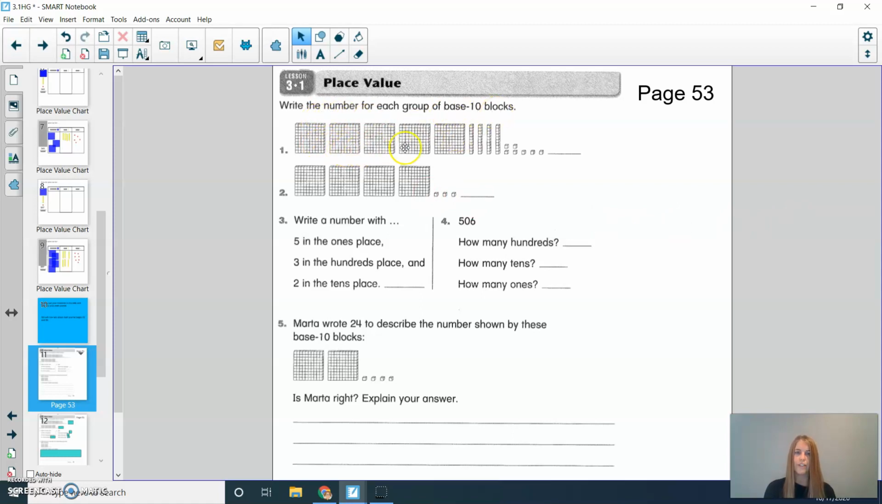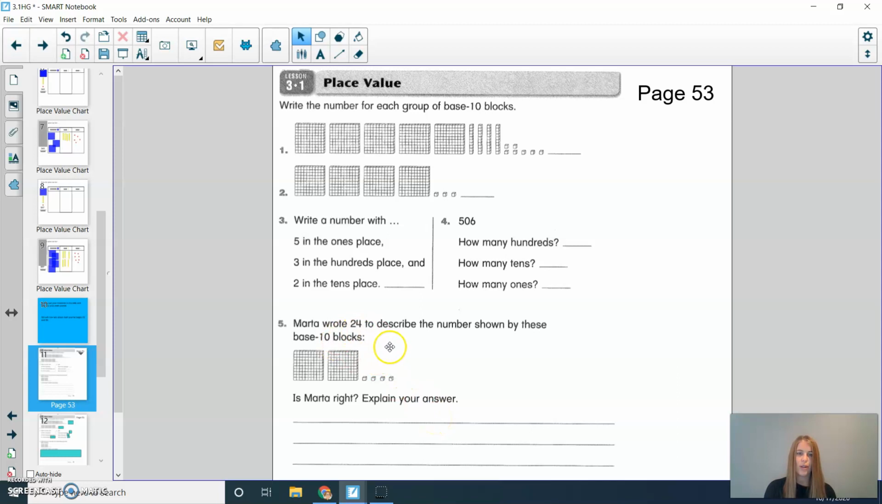Look at the picture for number 1, and then write down how much is shown, and do the same thing for number 2. For questions 3 and 4, you want to write a number that has these digits in each of the places. And then tell me how many hundreds, tens, and ones 506 has. And then question number 5, I'm going to read the question to you, and then I'll have you press pause and complete the rest of the page.